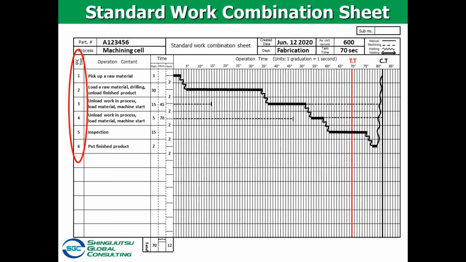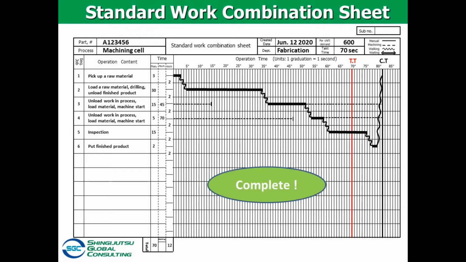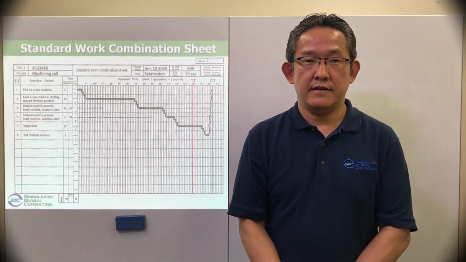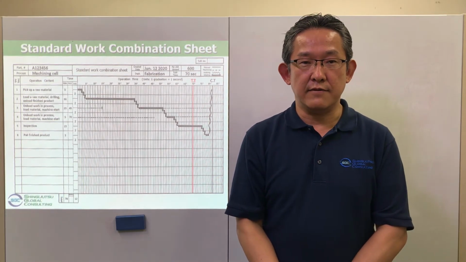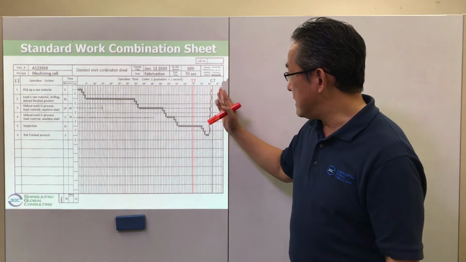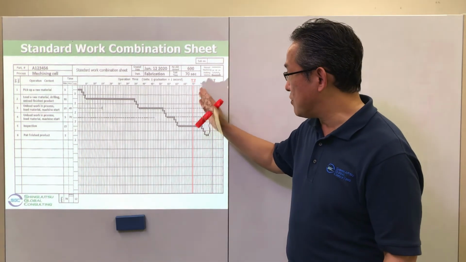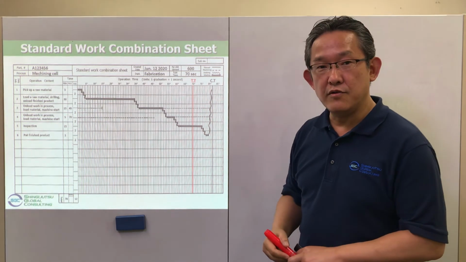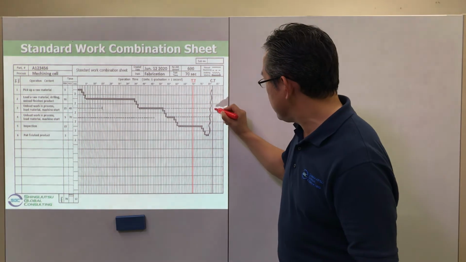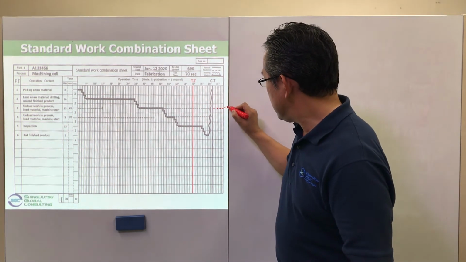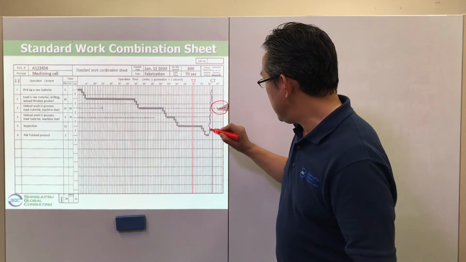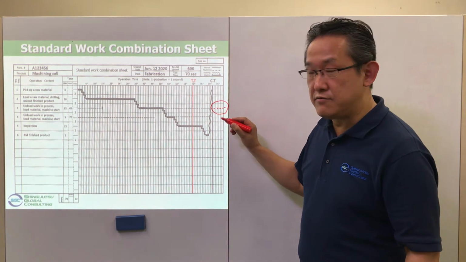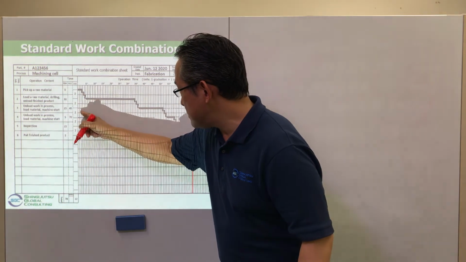Write the work sequence at the end. Now it's complete. This example is for when the cycle time has exceeded the takt time. I just explained how to represent the excess time when cycle time exceeds takt time at the starting point of the table.